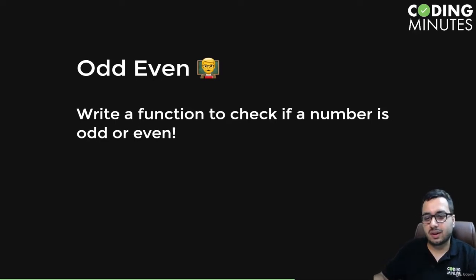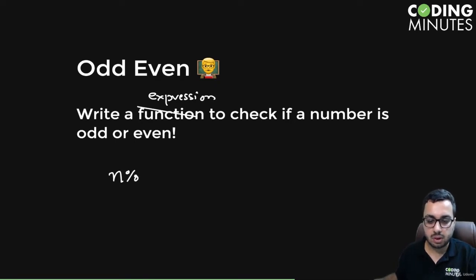Hi everyone. Now we are going to look at a very small example of a bitwise operator. We need to write a function to check whether a number is odd or even. Actually, not even a function, we can write a small expression to check whether a number is odd or even. One thing you might know is we can simply do n modulus 2.